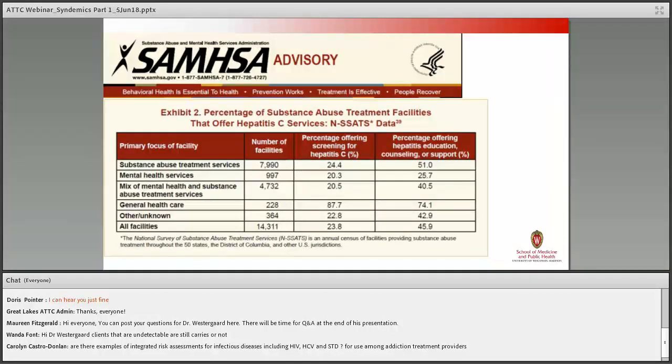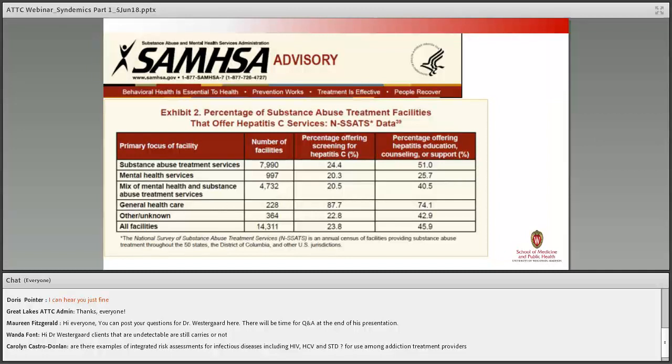The same advisory showed results of a survey that they did of substance abuse treatment facilities that participated in the National Survey of Substance Abuse Treatment Services, of how many offer hepatitis C screening versus how many offer hepatitis education, counseling, or support. If you look across all facilities, about 23.8% said that they offered hepatitis C screening. 45.9% said that they offered hepatitis counseling or support.